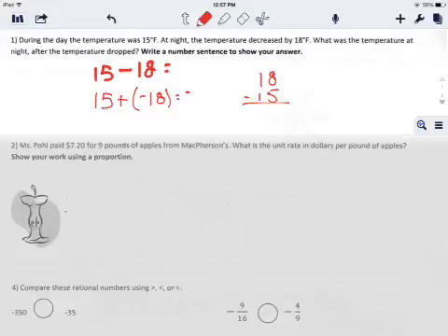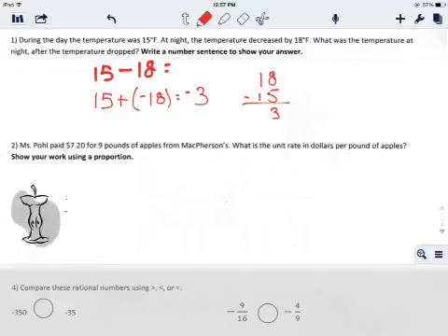So let's find these. The difference here is obviously 3, right? So the answer is negative 3. It would be negative 3 degrees. Now, you could probably figure that out without doing any of the math, just by thinking about the difference between those numbers. But it's always good to know how the expressions work, how the math works.